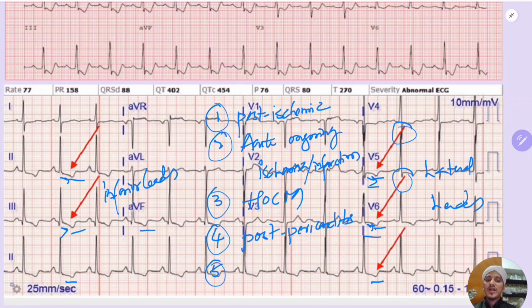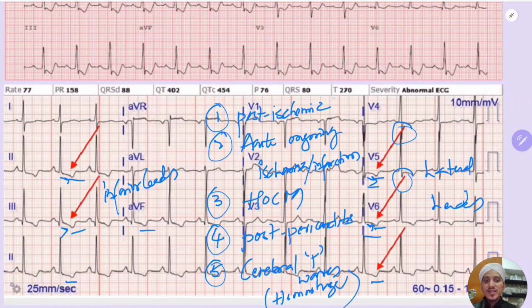One more thing is there, number 5. So: acute ongoing ischemia, hypertrophic cardiomyopathy. And one more thing is there. Just remember, I think it is cerebral T waves, cerebral T waves in patient with hemorrhage, intracerebral hemorrhage. Okay, these are the differential diagnosis of inverted T waves.